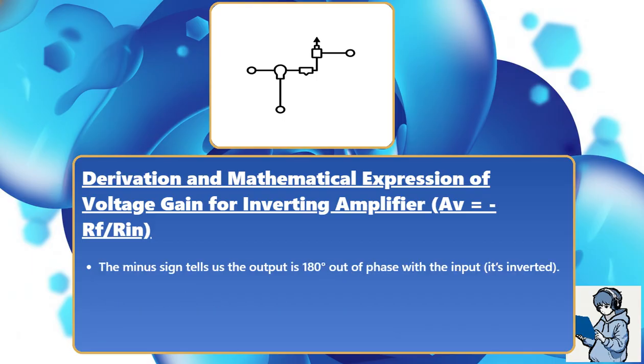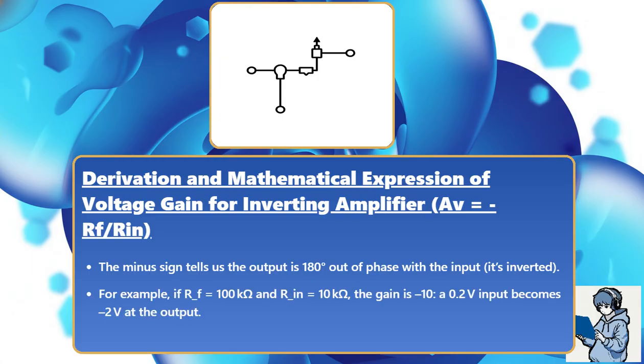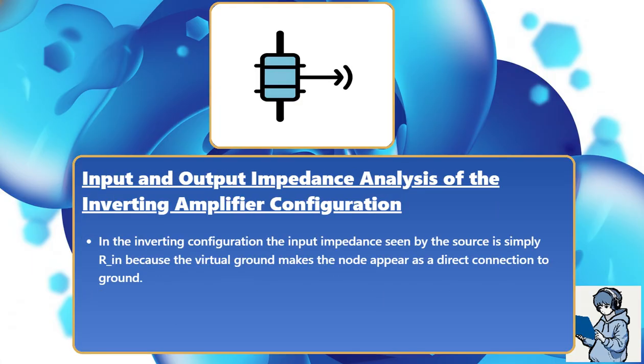The minus sign tells us the output is 180 degrees out of phase with the input. It is inverted. For example, if R sub F equals 100 kilo ohms and R sub in equals 10 kilo ohms, the gain is minus 10. A 0.2 volt input becomes minus 2 volts at the output. In the inverting configuration, the input impedance seen by the source is simply R sub in, because the virtual ground makes the node appear as a direct connection to ground. No current enters the op-amp, so the source sees only the resistor.